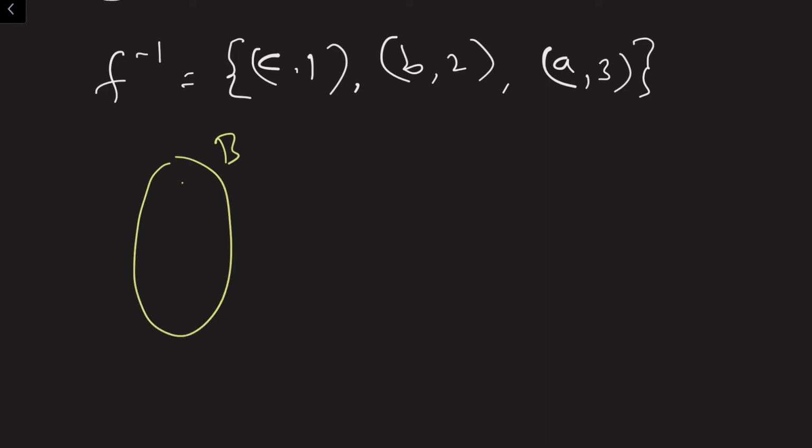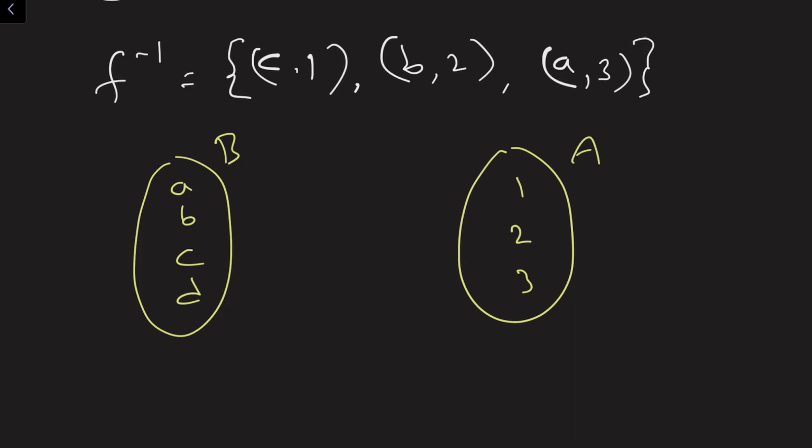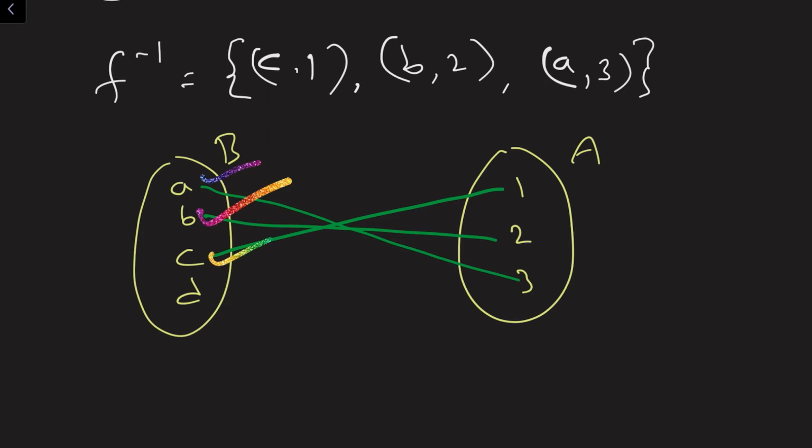In the set B we have A, B, C, D. In the set A we have 1, 2, 3. According to the f inverse, C is connected to 1, B comma 2 and A comma 3. According to the definition of a function, every element of the first set should compulsorily have a unique image. A has some image, B also has some image, C also has some image, whereas the element D does not have any image in the set A. So this is not a function at all.